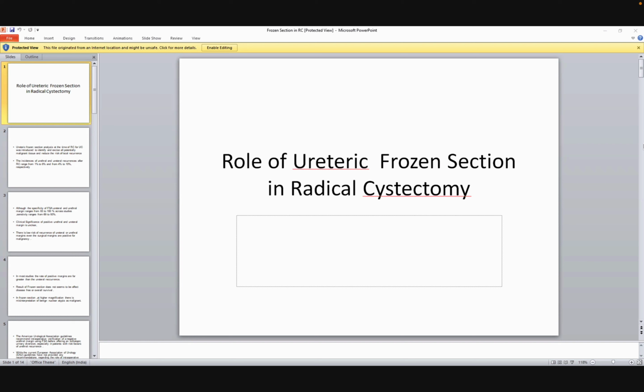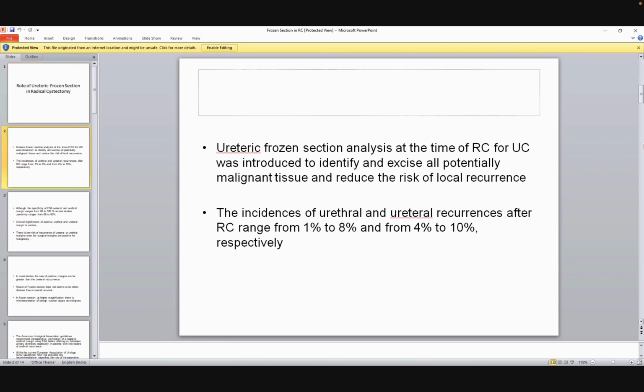Excuse me, slides are not moving. Only the first slide we see, that heading. Okay. Don't keep it on the PowerPoint mode. But somehow it doesn't move.